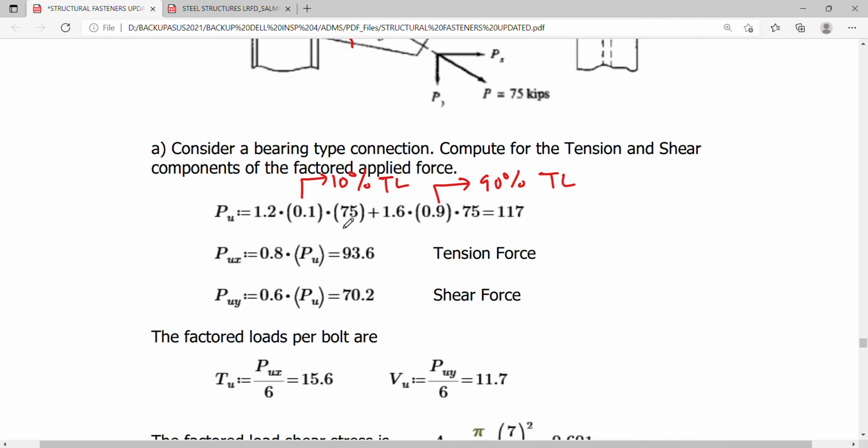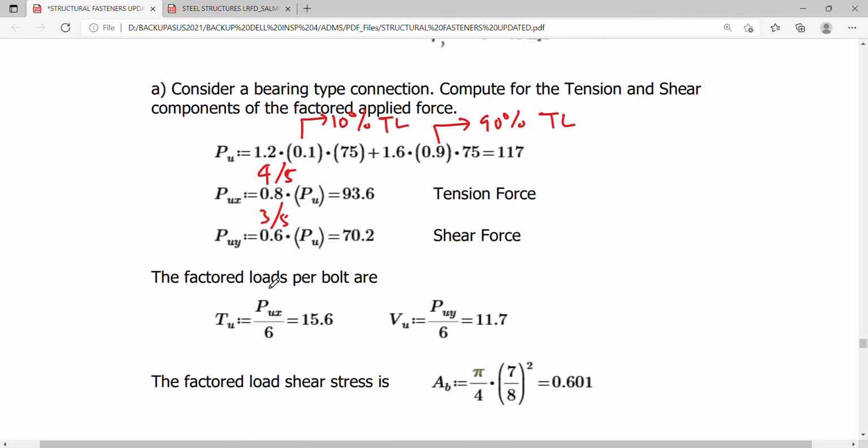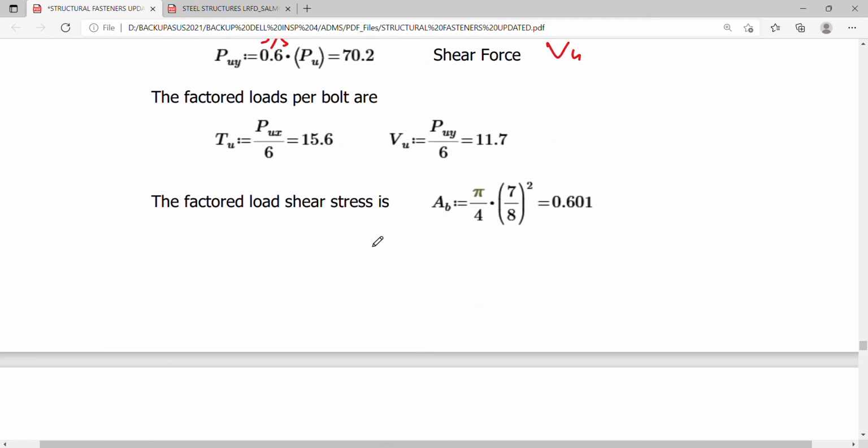So the gravity loading is 10% dead load and 90% live load. That's why there's a 0.90 and 0.1 here. If we make use of the 3-4-5 triangle, this is simply 4/5 of PU, and this is 3/5 of PU. So the factored loads per bolt are simply this divided by the number of bolts, and this. So this is the shear VU, and this is the tension TU. So the factored load shear stress is now given by dividing the VU there by the area of the bolt.